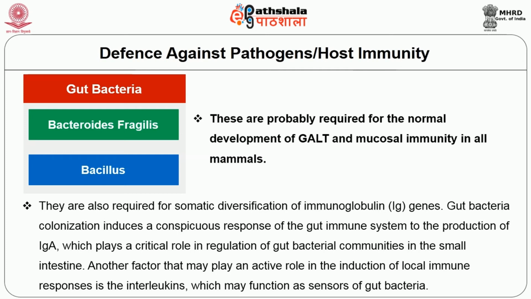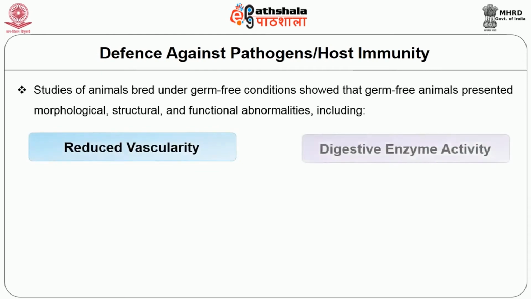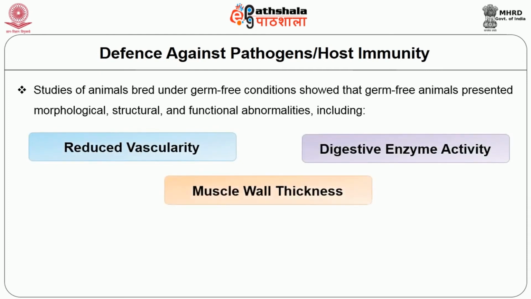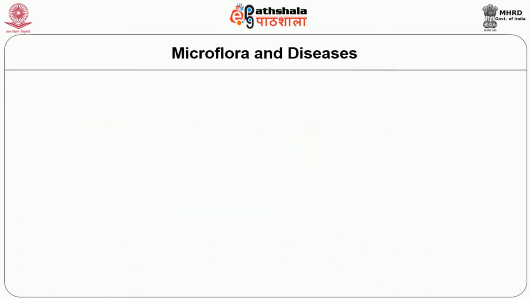Another factor that may play an active role in the induction of local immune responses is the interleukins, which may function as sense bacteria. Studies of animals bred under germ-free conditions showed that germ-free animals presented morphological, structural and functional abnormalities including reduced vascularity, digestive enzyme activity, muscle wall thickness, cytokine production and serum immunoglobulin levels, smaller Peyer's patches and fewer intraepithelial lymphocytes.